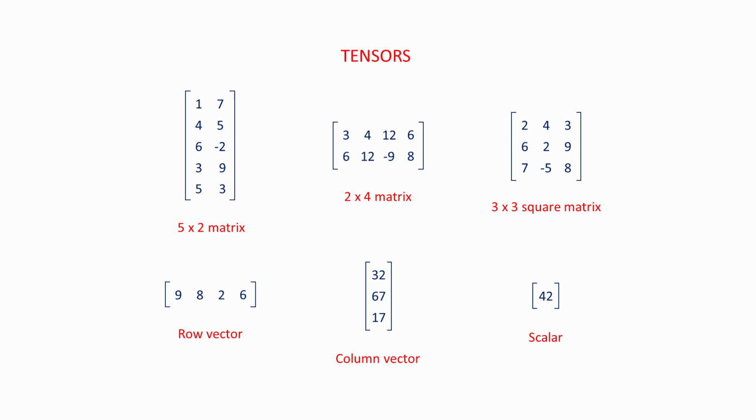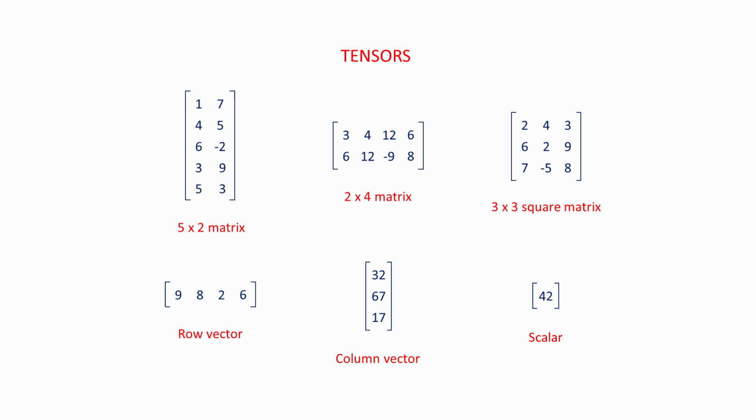All of these objects can also be referred to as tensors. A scalar value is a zero-order tensor. A vector is a single-order tensor. And a matrix is a tensor with an order of 2. A tensor can have any number of orders, but that is another story.